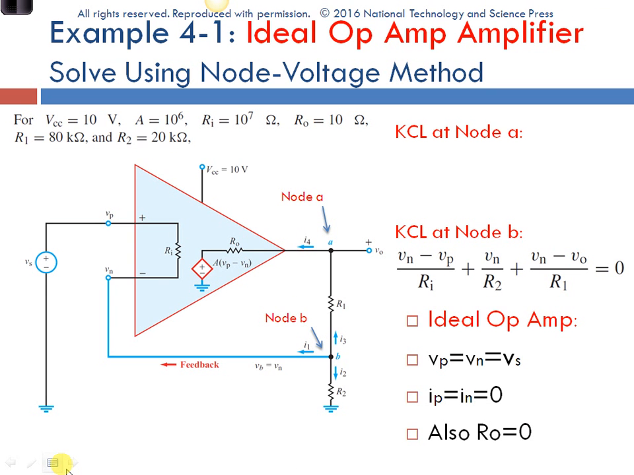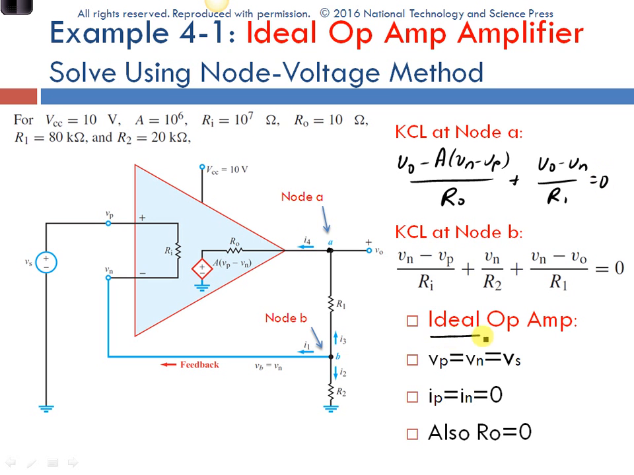Okay, I'm hoping that you spent a little bit of time with that example and did the non-ideal case. That's the last time you're going to have to do the non-ideal amplifier in this class. Now let's rewrite our node A equation. V out minus A times Vn minus Vp divided by R out plus V out minus Vn divided by R1 equals 0. And here's the KCL equation that I had at node B.